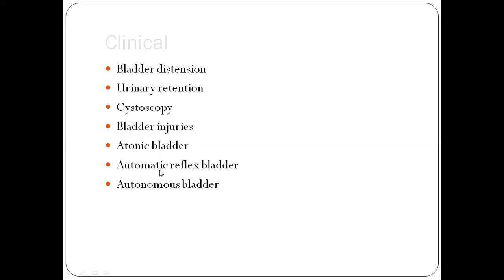When the patient recovers from the spinal shock, the bladder becomes an automatic reflex bladder. So what is this automatic reflex bladder? Actually, this occurs when the damage does not occur at the level of S2, S3, S4, and the damage is above S2, S3, S4, so that S2, S3, S4 is completely intact.